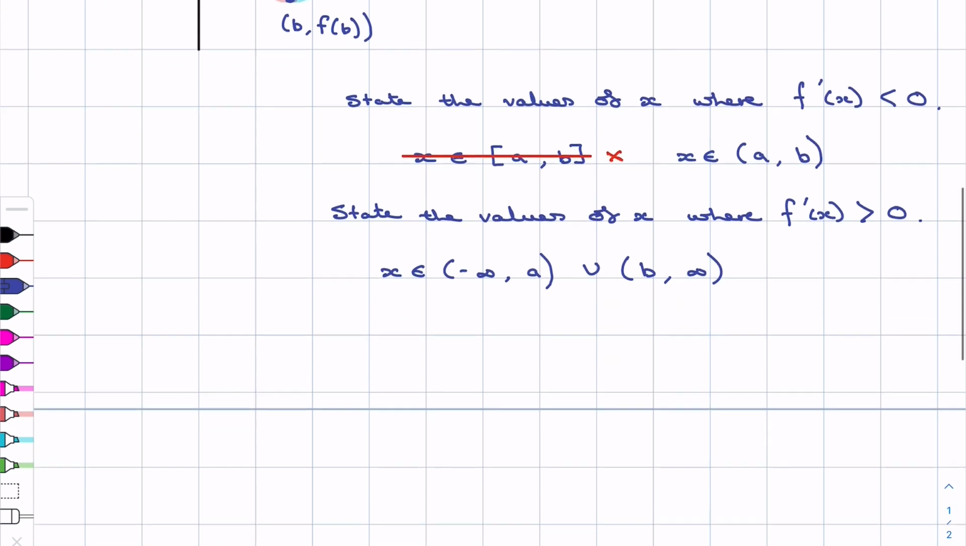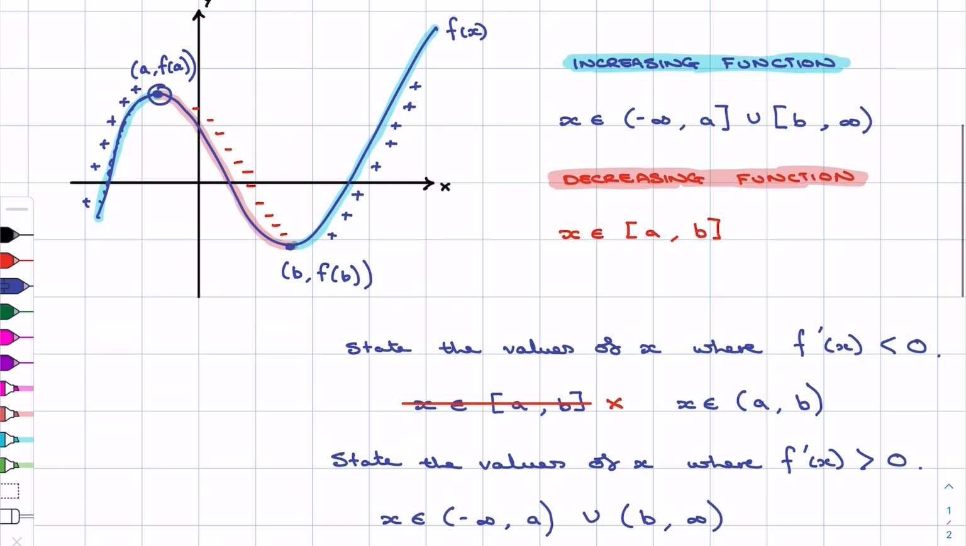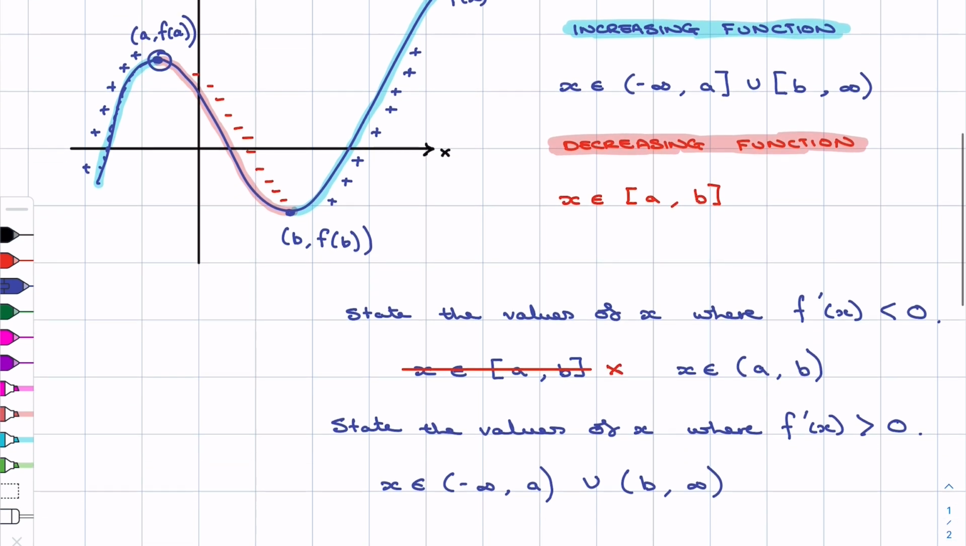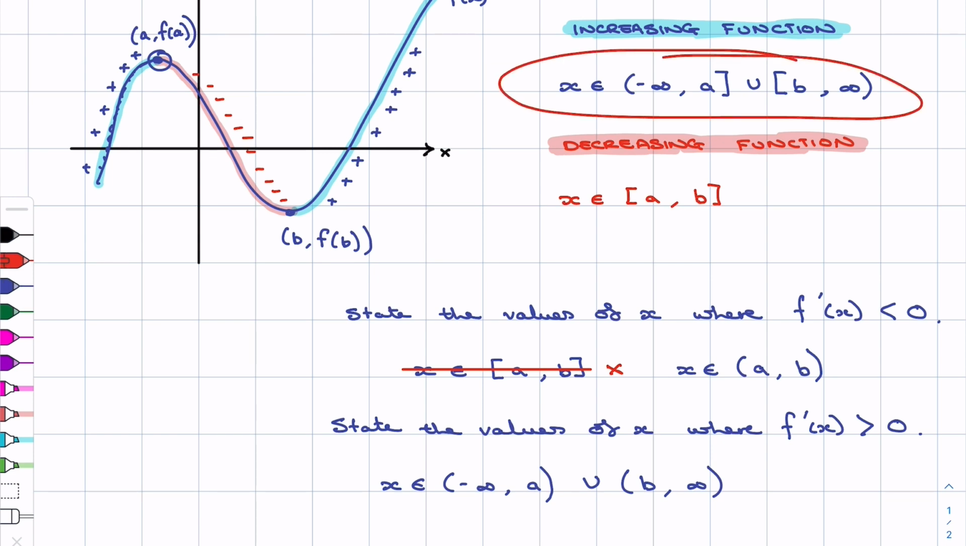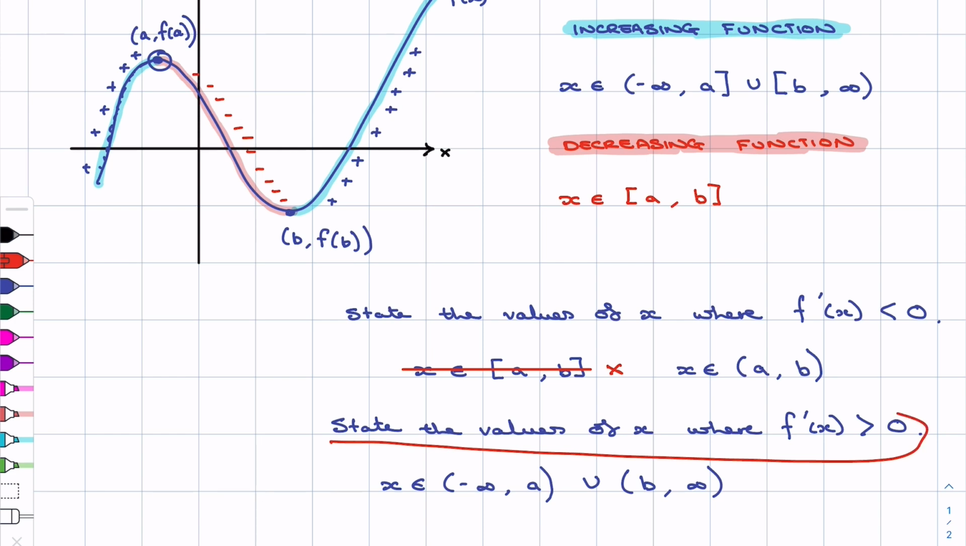Okay, before we move forward, we just want to make that distinction between the two types of questions that they could ask. You could have a question that states, state where the function is increasing. If that's the case, we're going to use this notation and this kind of concept. However, they could say, state the values of x where f dash x is greater than 0. And in that case, we're going to use this type of concept. So just be aware of that.